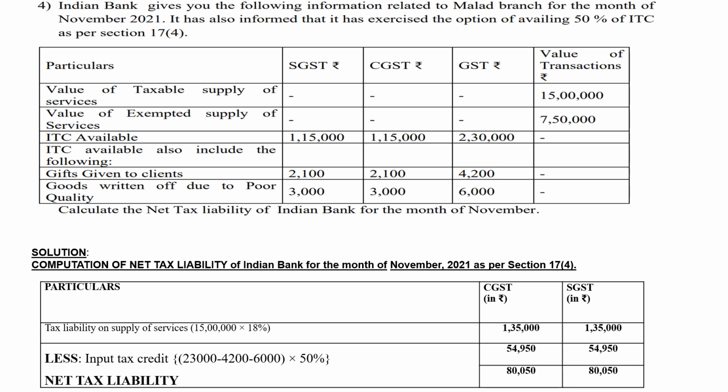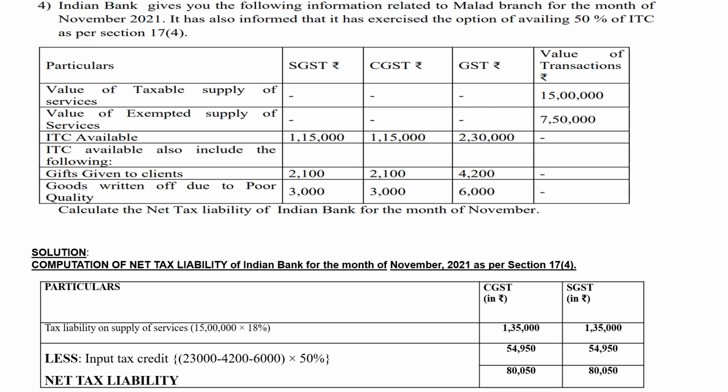It has informed that it has exercised the option of availing 50% of ITC as per Section 17(4). Value of taxable supply of service, value of transaction is 15 lakh. Value of exempted supply of service, value of which is 7,50,000. ITC available 1,15,000 and 1,15,000, that is total 2,30,000.